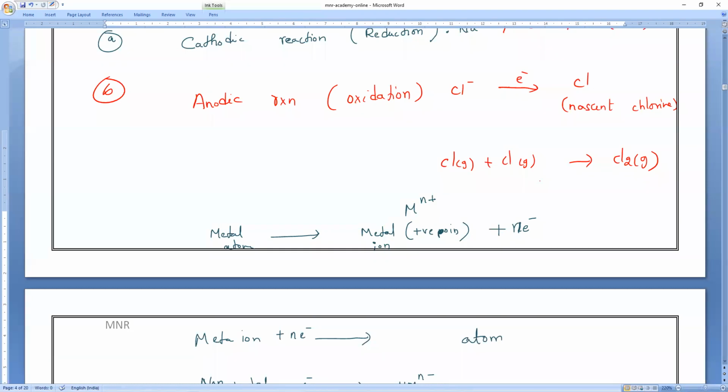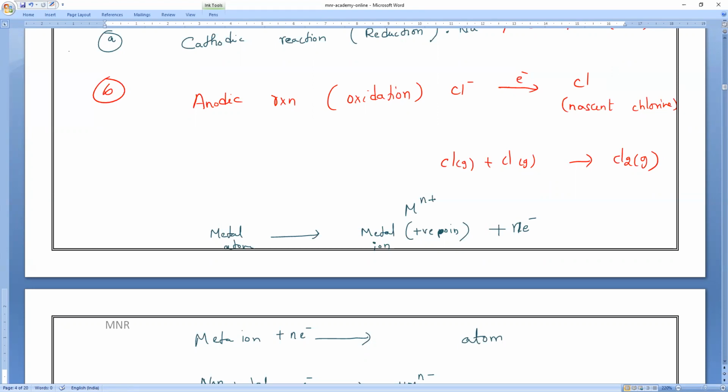So electrolysis of aqueous sodium chloride, for example, if you carry it out, then sodium metal is deposited at the cathode, and it will react with the water very, very vigorously because sodium is a highly reactive metal. Am I right or wrong? So that is the reason. We will never use aqueous sodium chloride for extraction of sodium.